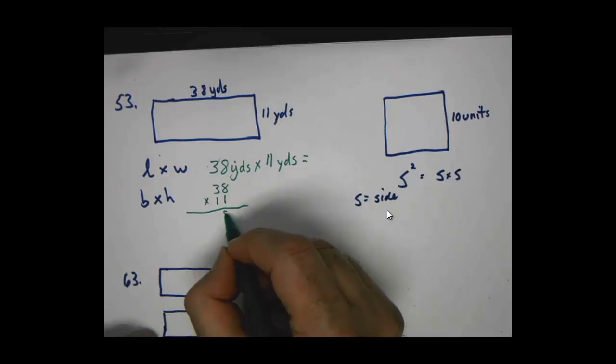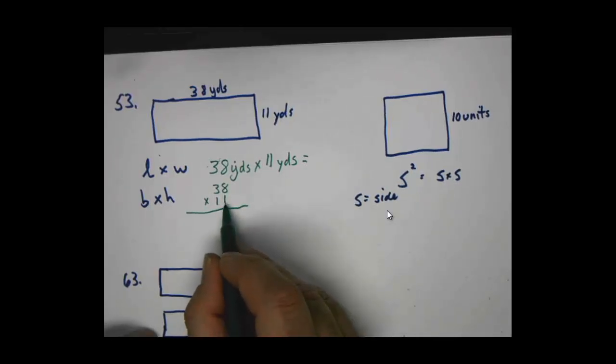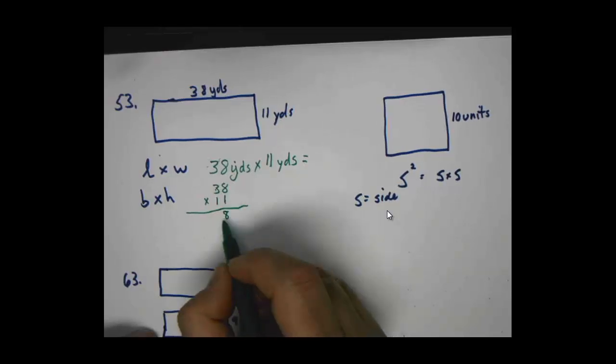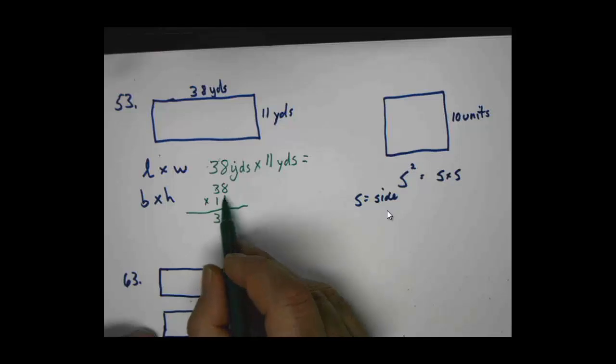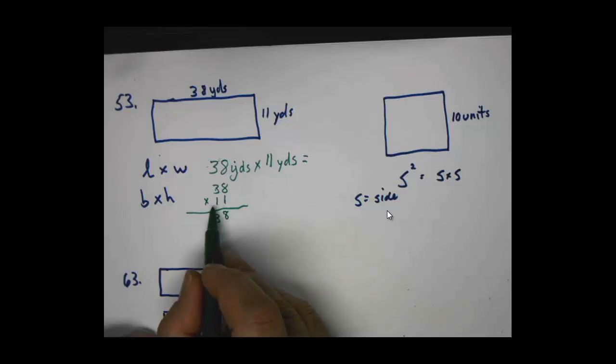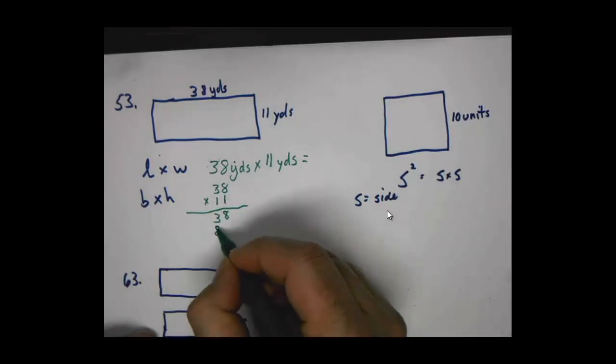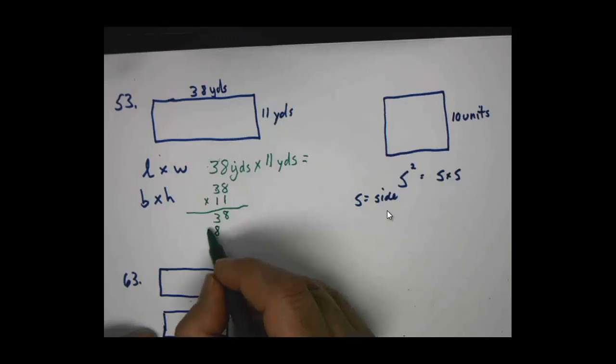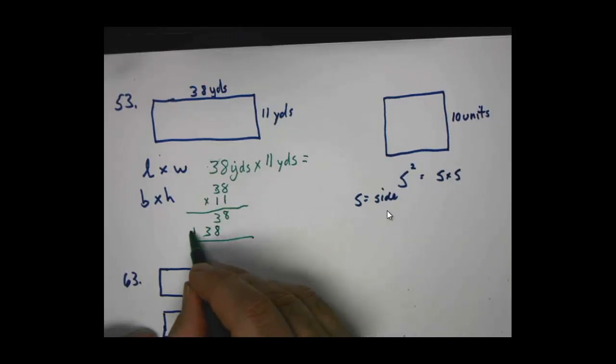1 times 8 is 8, because again we're always starting to write the numbers under the number we're multiplying. 1 times 3 is 3. Okay, we're done with that number. So now we're moving over to the tens column and we're multiplying by that. 1 times 8 is 8. Again, that number is going to start under that column. 1 times 3 is 3. And now we're going to add.